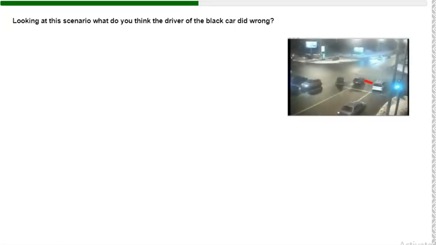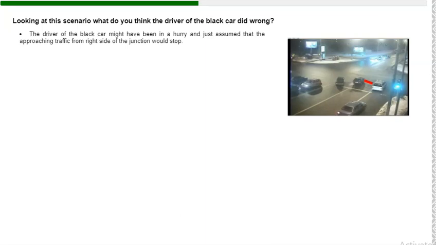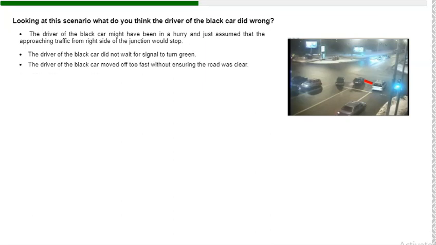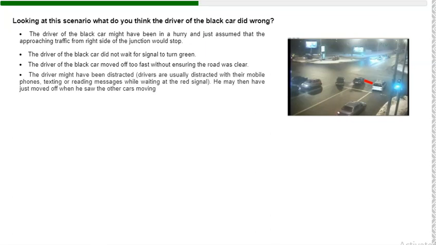The driver of the black car might have been in a hurry and just assumed that the approaching traffic from the right side of the junction would stop. The driver of the black car did not wait for the signal to turn green. The driver of the black car moved off too fast without ensuring the road was clear. The driver might have been distracted.